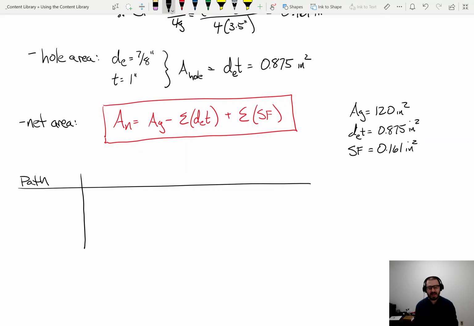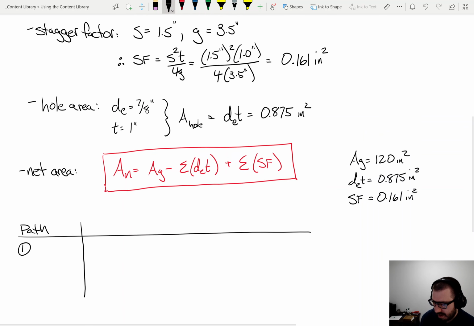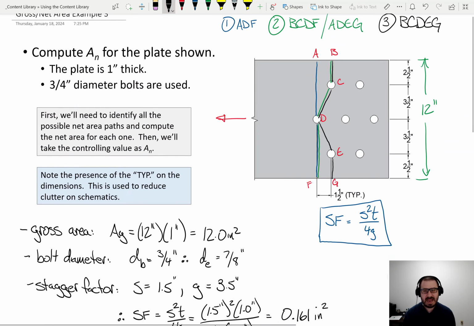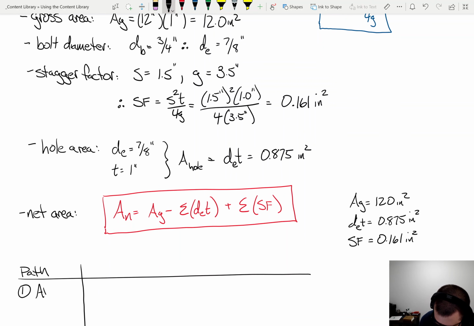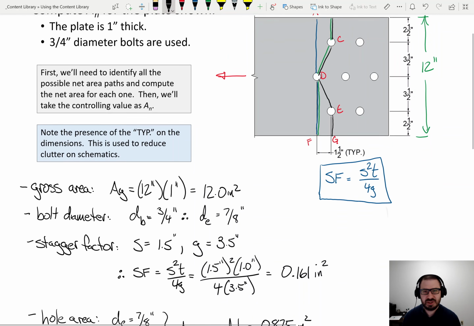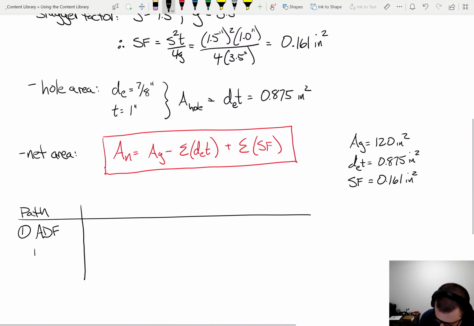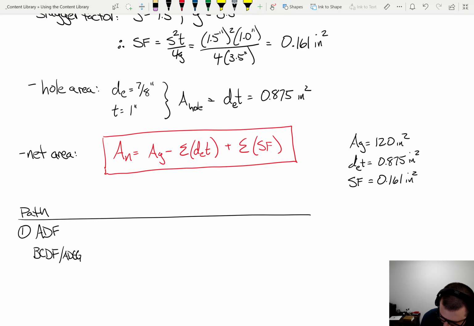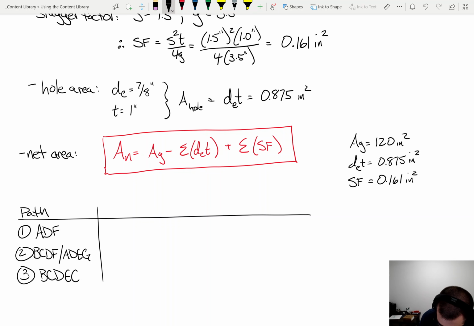Okay, so let's look at our paths. We had 3 paths. Let's look at path 1. Path 1, let's scroll up here. What did we name that? We named that ADF. My apologies, I'm going to scroll a little bit more than I would like here. We have BCDF, ADEG, and BCDEG. There we go. So these were the 3 paths that we defined.